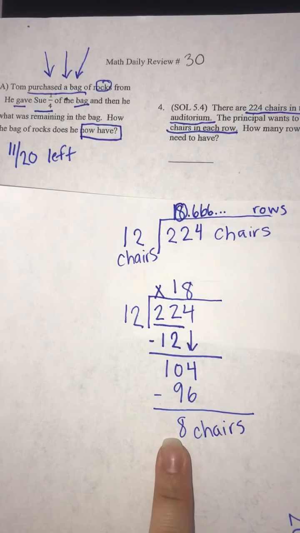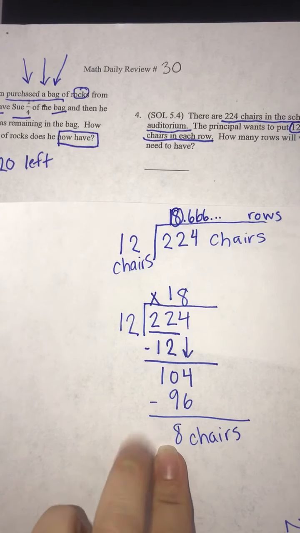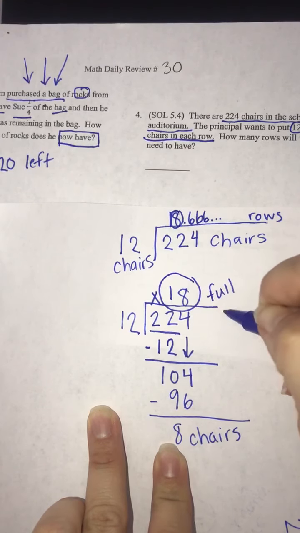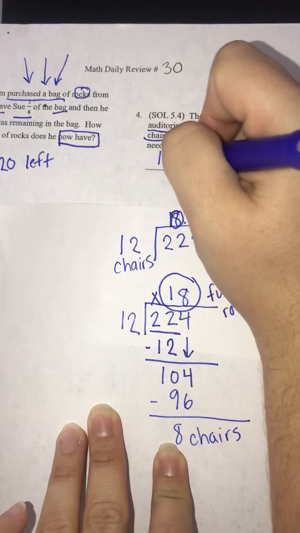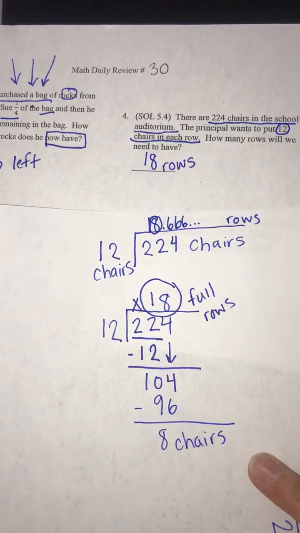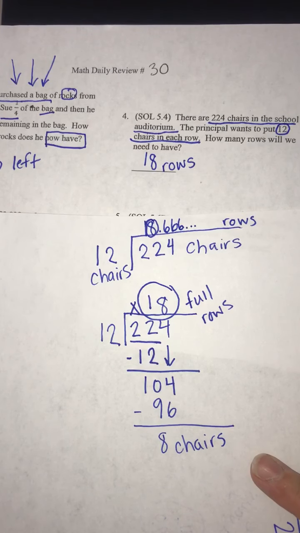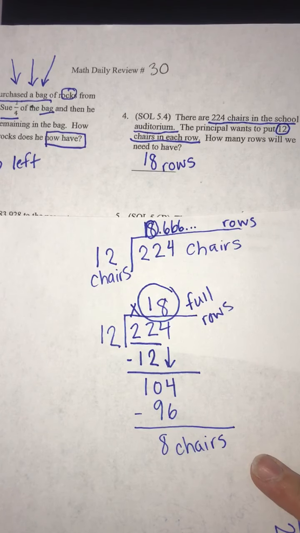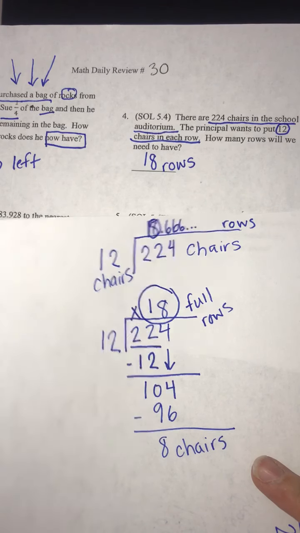So is 8 chairs enough to make a new row based on the problem? No, because the principal wants 12 in each row, so we can only make 18 full rows, and then we'll just have some chairs left over. Okay, so number 4 is 18 rows. Now, if the principal came and told us that we could put these 8 chairs in a row behind the ones that we've already made, then we could round up to 19. But the principal isn't specifying here, so we're just going to assume that our rows have to be 12 chairs in each. All right, perfect.